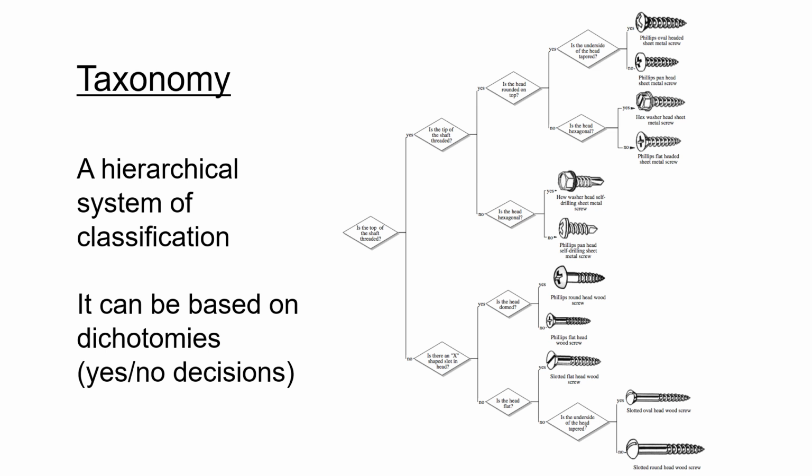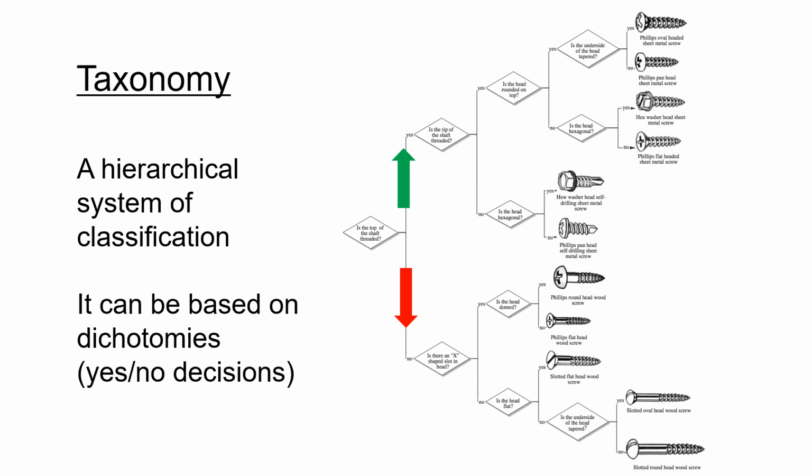All right, so let's work through this. The first question on the left there: is the top of the shaft threaded? Then we have a choice, yes or no. That might be hard to see, the yes or no, but it is there. If it's yes, we go up. If it's no, we go down. Let's say it's no, let's go down.